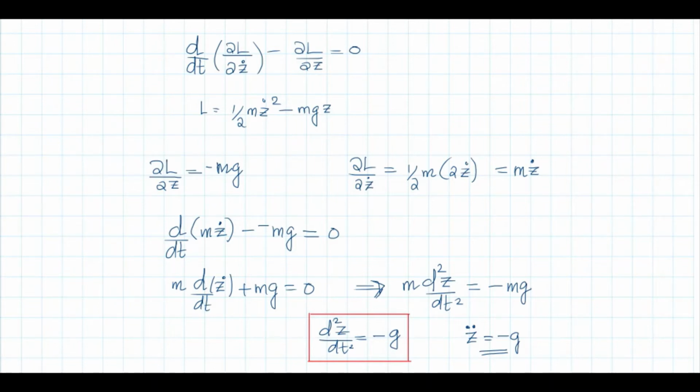Once we have the equation of motion, you can solve it for finding the state of the system at a particular instant of time. How can we solve this? This is a differential equation. In order to solve a differential equation, you need integration. So you integrate once, and the second derivative will become the first derivative dz by dt. The right hand side becomes minus gt. Minus g is a constant, so if you integrate that, you will get minus gt plus some integration constant c.